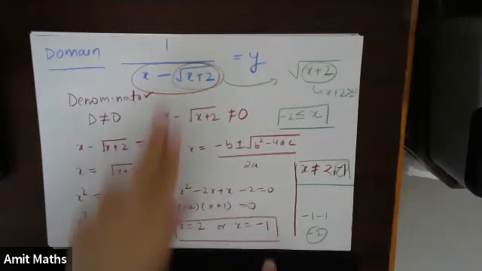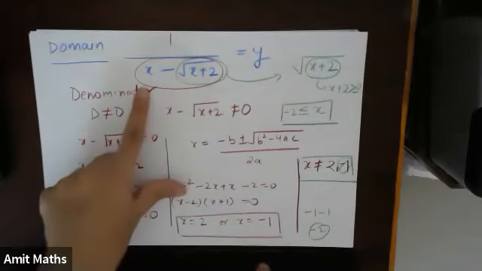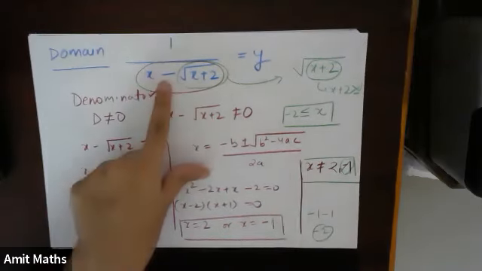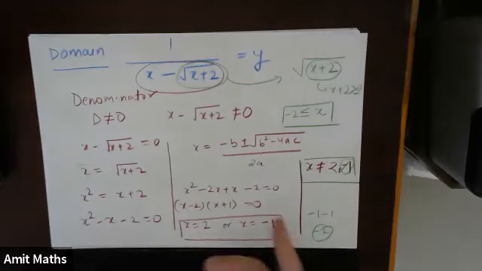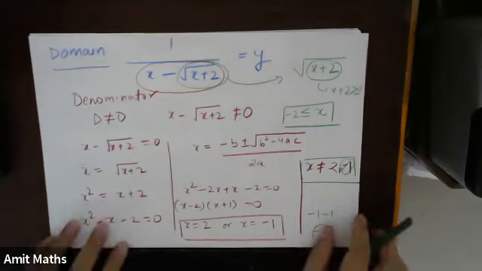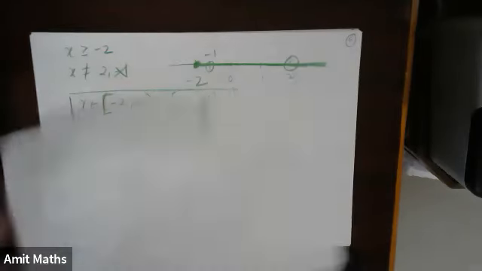But when I am substituting 2, I am getting 0. But when I am substituting -1, I am getting -2, which is okay. In the denominator, I can get -2. Fine. Everyone understood? Okay. Fine.